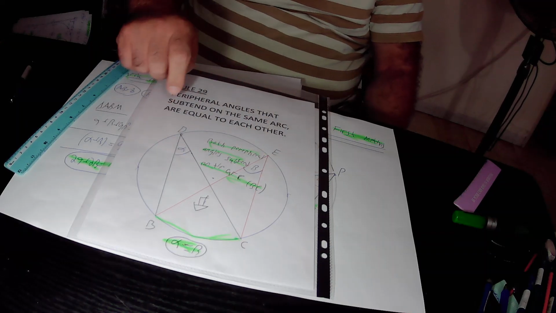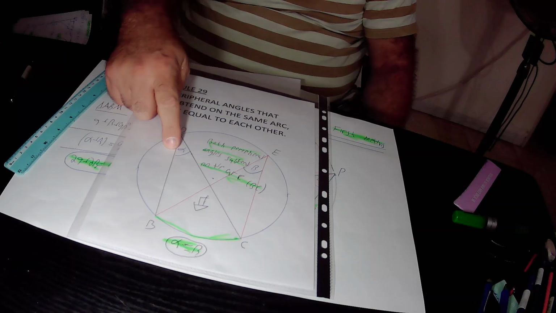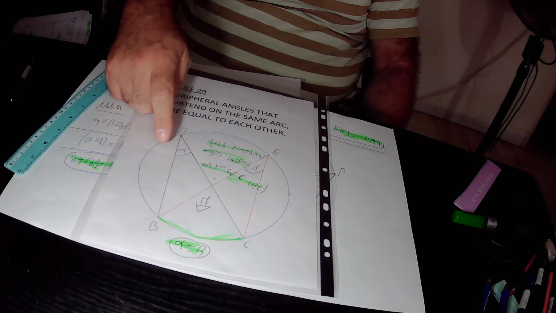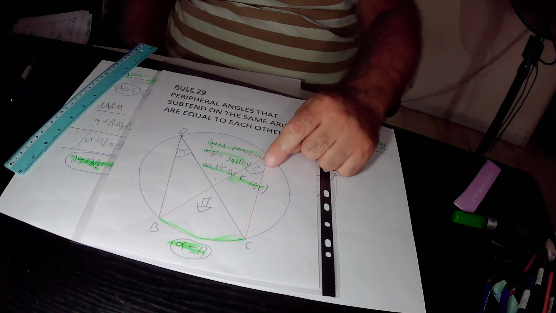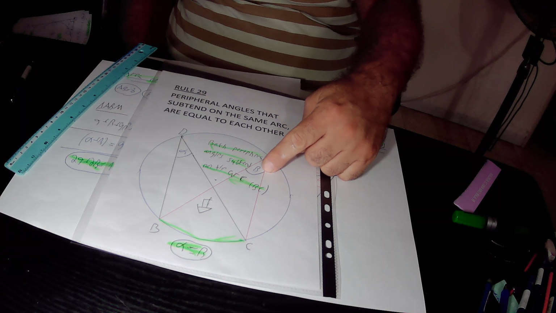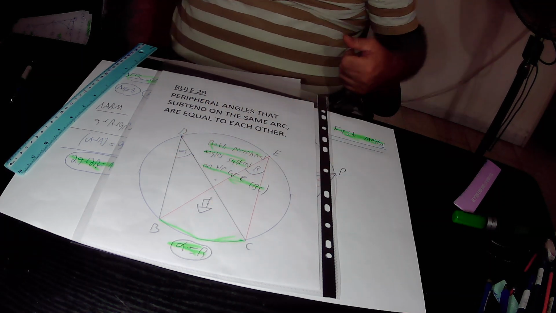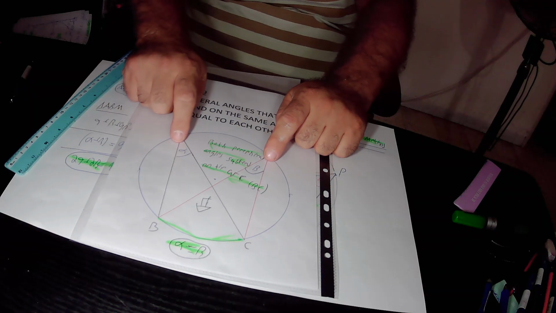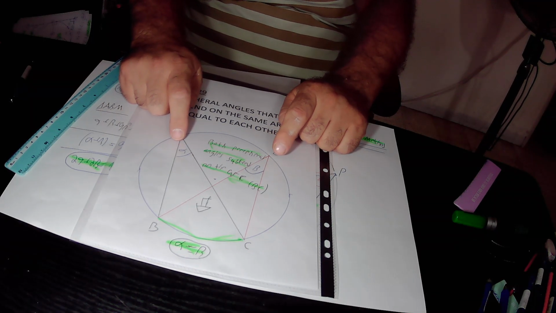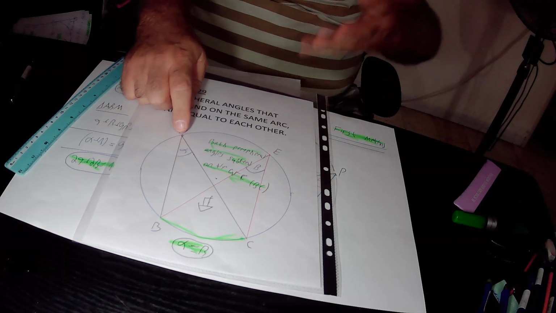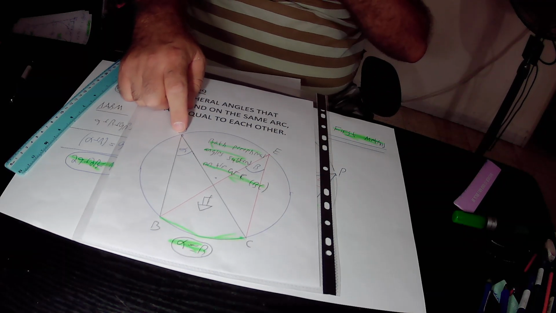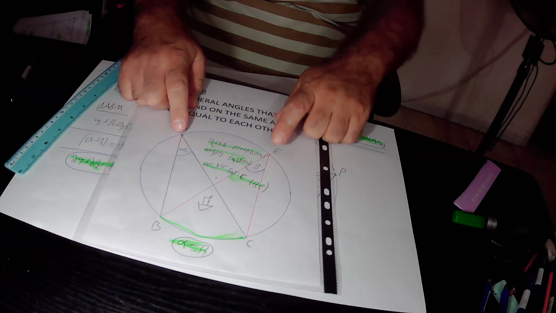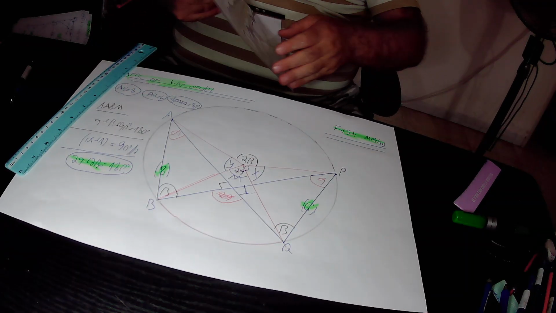In the drawing we have a circle. This is peripheral angle BDC, which equals alpha, and peripheral angle BDC subtends on arc BC. Likewise, this is peripheral angle BEC that subtends on the same arc BC. Because those two peripheral angles subtend on the same arc BC, they must be equal to each other in size. That is to say, alpha equals beta. So according to this rule 29, peripheral angles that subtend on the same arc are equal to each other in size.